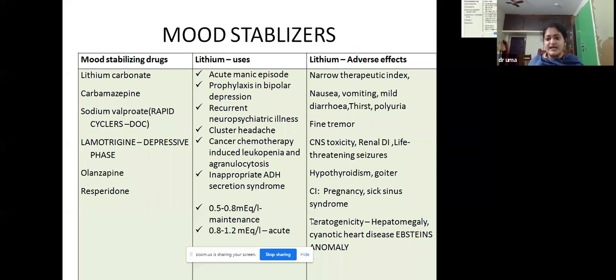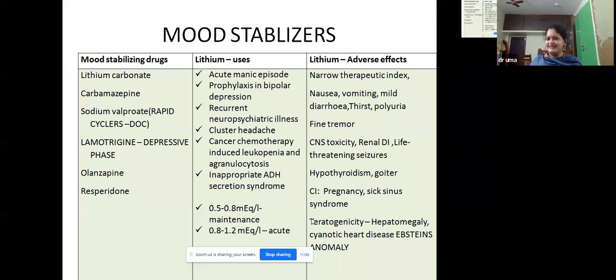They cause leukocytosis. So they are used in cancer chemotherapy induced leukopenia and agranulocytosis. And they are used in inappropriate ADH secretion syndrome. So they have a narrow therapeutic index. For maintenance, it should be maintained at the level of 0.5 to 0.8 milliequivalents per liter. For acute treatment, it has to be maintained at the level of 0.8 to 1.2 milliequivalents per liter.